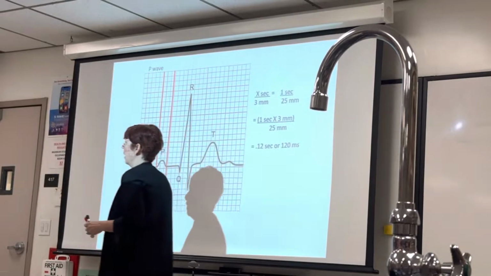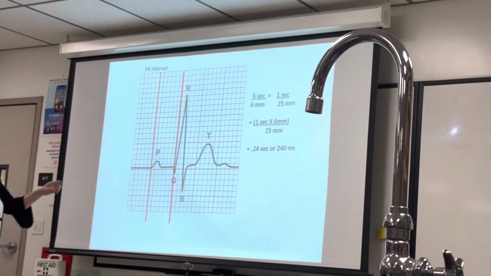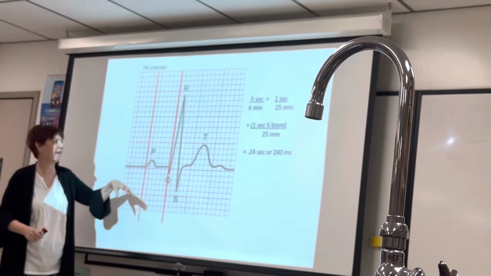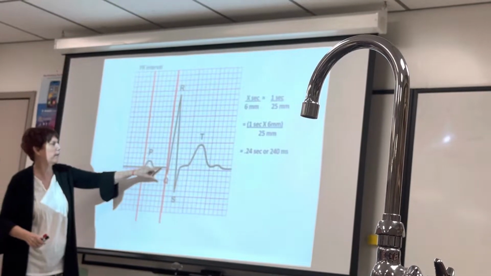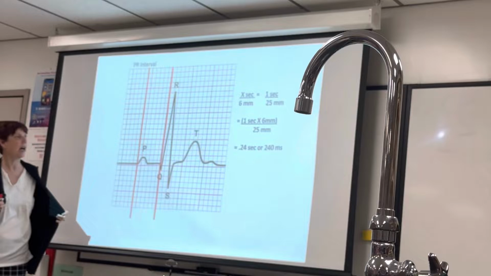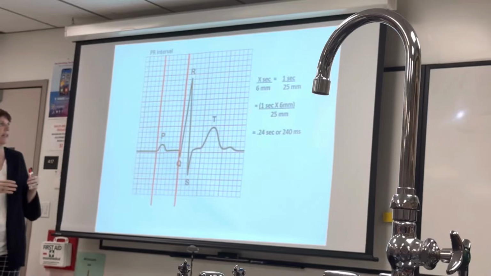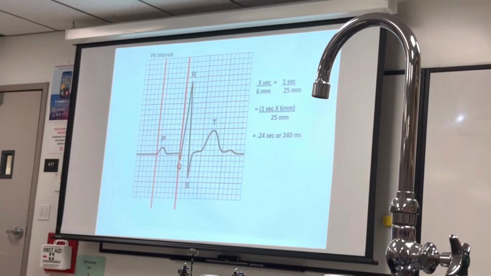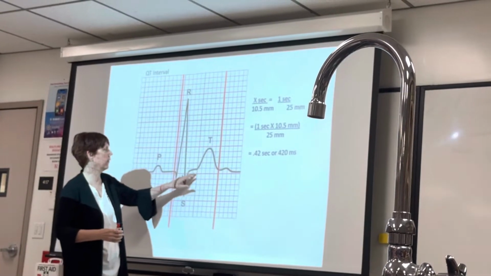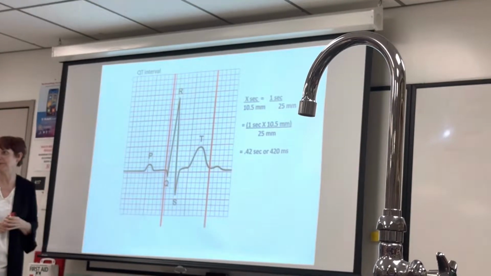Okay? So on your own or your lab partner's strip, the first one asks you to determine the PR, and the PR is actually measured to the PQ. All right, so this would be 1, 2, 3, 4, 5, 6. 6 divided by 25, okay? 0.24 seconds, or again, moving the decimal point to the right 3 places, 240. And then the QT segment. So this is half, 1, 2, 3, 4, 5, 6, 7, 8, 9, 10. So 10.5 divided by 25, all right?